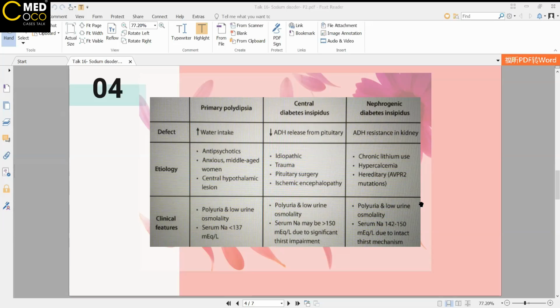Okay. For central diabetes insipidus and nephrogenic diabetes insipidus, the problem is with ADH. It's not because they drink a lot of water. They probably don't drink a lot of water. So if you tell them to stop drinking water, their body tries to respond, but they can't because either they lack ADH or they have ADH resistance. They can't respond, so the urine osmolality will not change. Urine osmolality only changes when you have ADH.